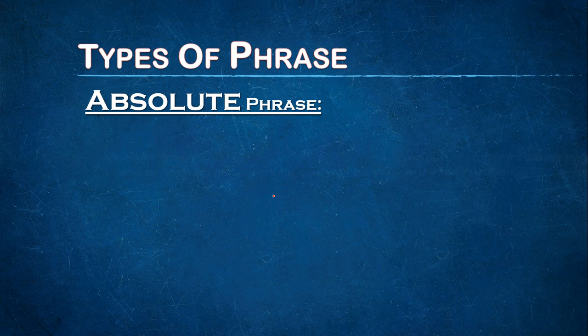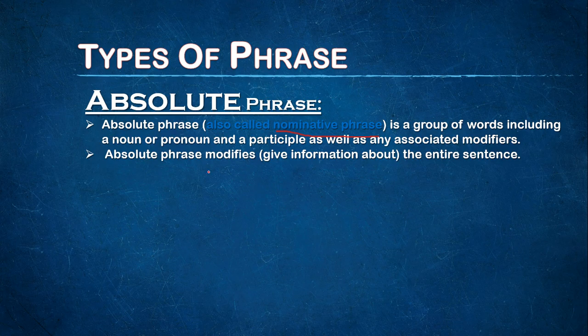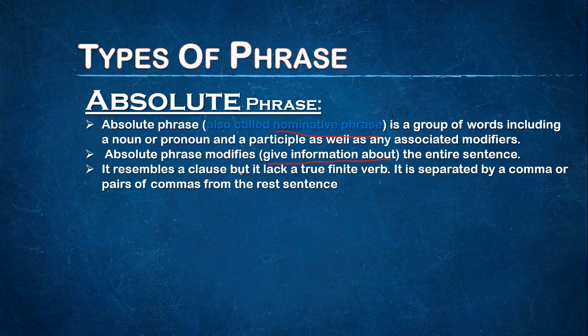Absolute phrase. An absolute phrase is a group of words including a noun or pronoun and a participle as well as any associated modifiers. An absolute phrase modifies, that is, gives information about the entire sentence. It resembles a clause but it lacks a true finite verb.